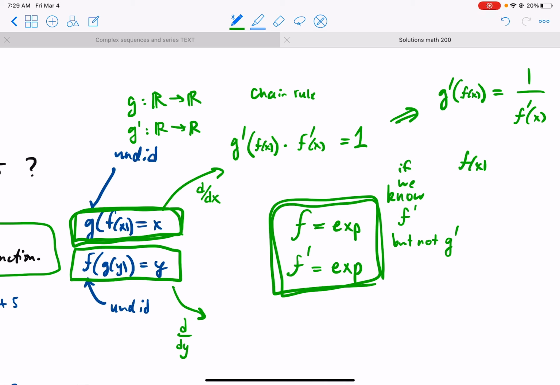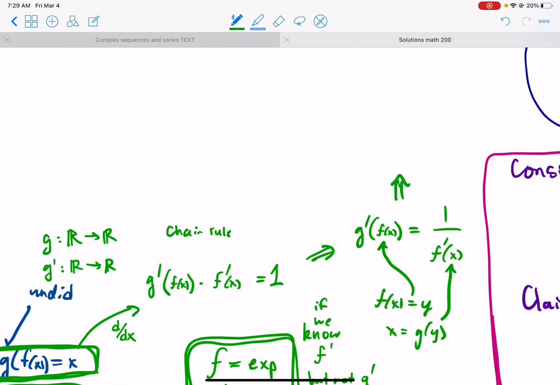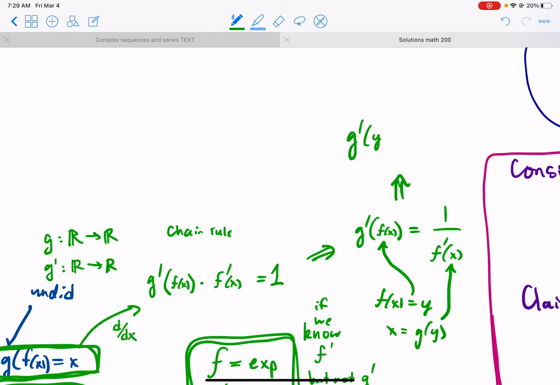Remember, f of x we're calling y, and so then x is g of y, the inverse. And so we can replace x by g of y, and replace f of x by y, and what do we get? g prime of y is 1 over f prime of g of y.